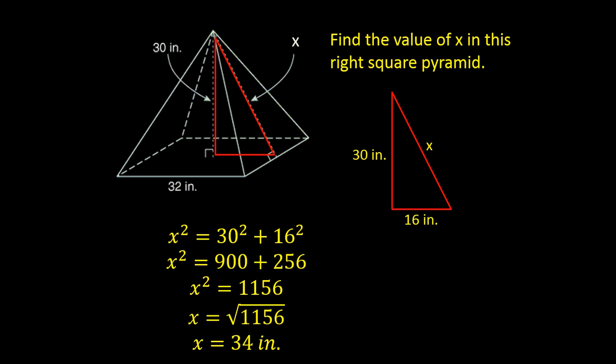Now 1,156 happens to be a perfect square, and when you're using the Pythagorean theorem, if you can simplify the radical part of your expression, you do want to go ahead and do that. So the square root of 1,156 is 34, so the length of x is 34 inches.